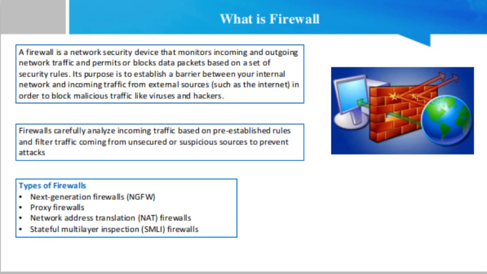Now, how does a firewall work actually? A firewall carefully analyzes incoming traffic based on pre-established rules and filters traffic coming from unsecured or suspicious sources to prevent attacks. Firewalls guard traffic at a computer's entry points, called ports, which is where information is exchanged with external devices. For example, source address 172.18.1.1 is allowed to reach destination 172.18.2.1 over port 22.